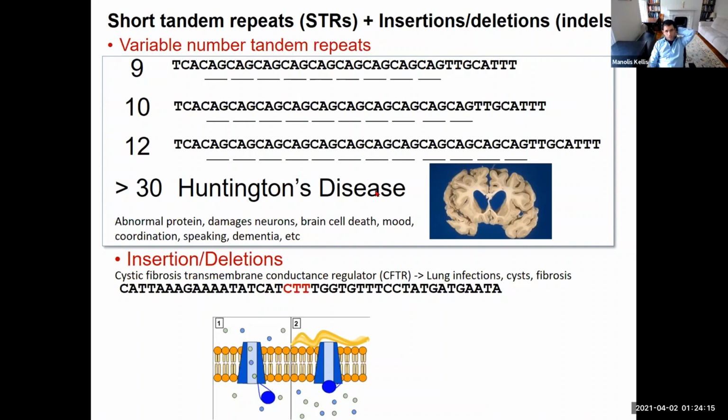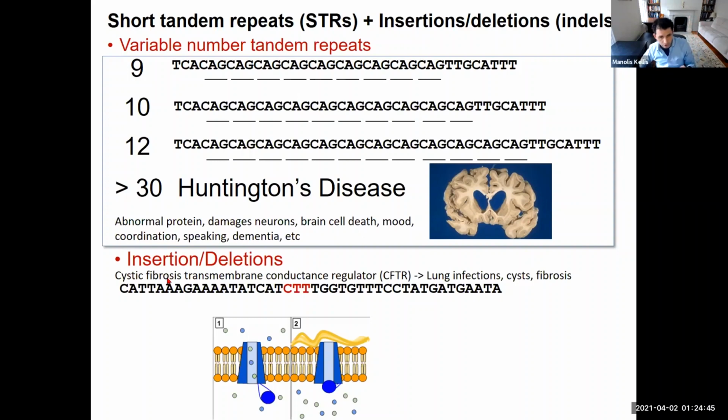Okay, so another type of variation is short tandem repeats. So you can see here, Huntington's disease is actually associated with the Huntington gene showing an increased length, with, instead of having 9 repeats of CAG, CAG, CAG, CAG, you can actually have more than 30 repeats. And then this causes abnormal protein aggregation, and it damages neurons, it leads to brain cell death, and ultimately phenotypic effects like mood changes, coordination, speaking, dementia, etc.